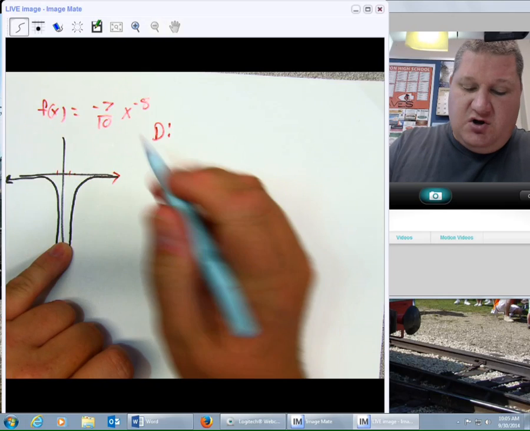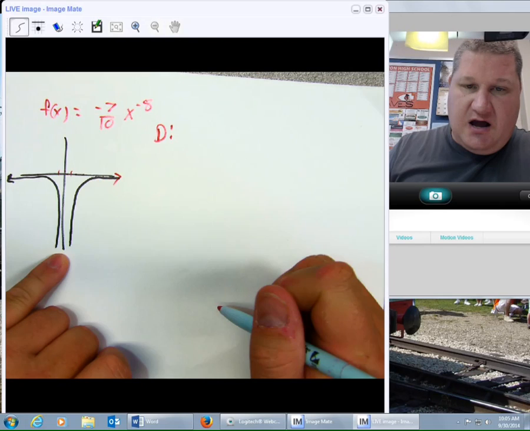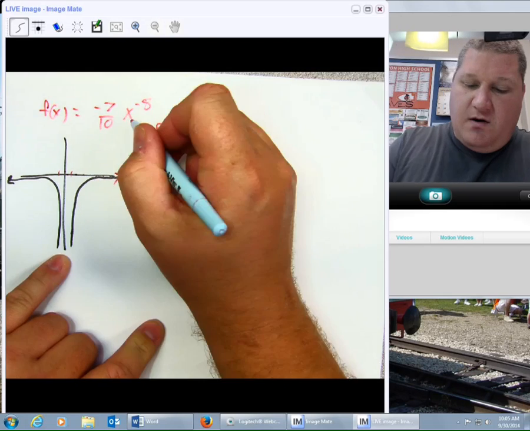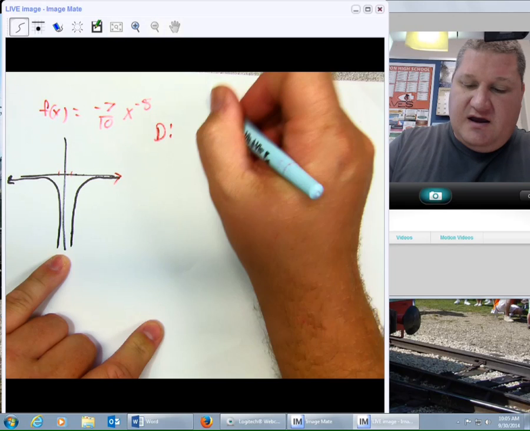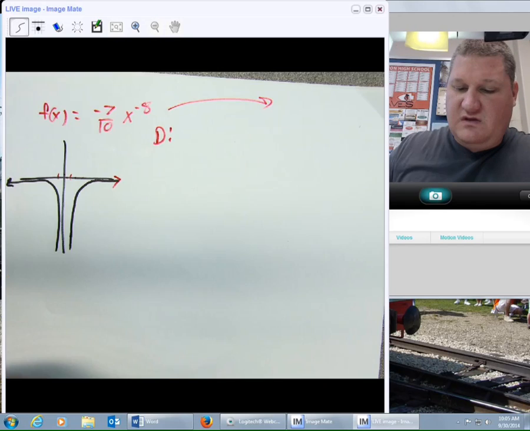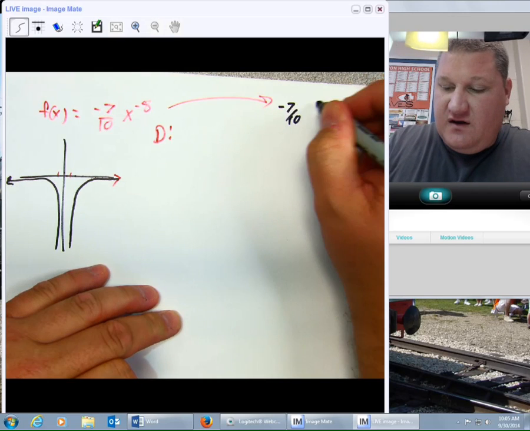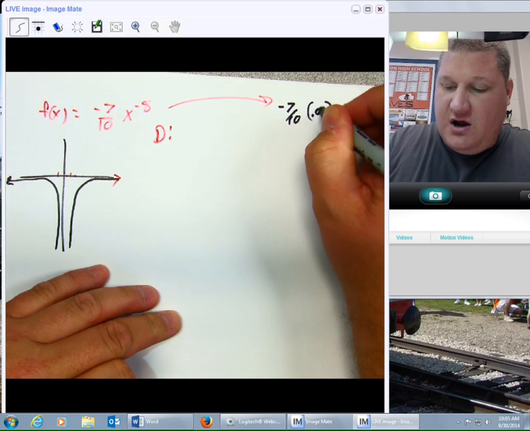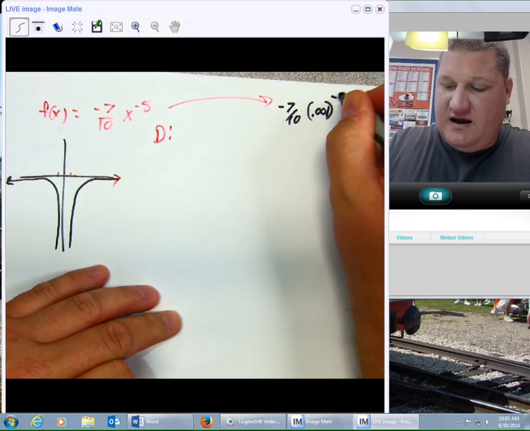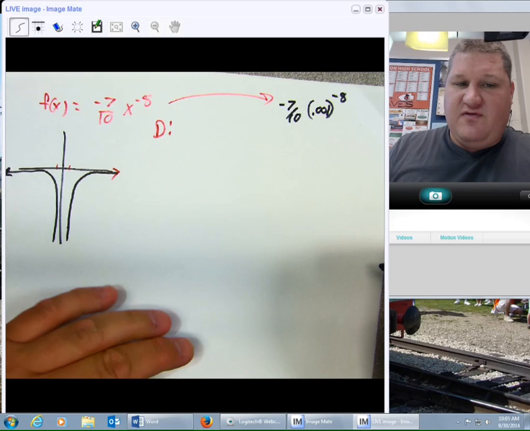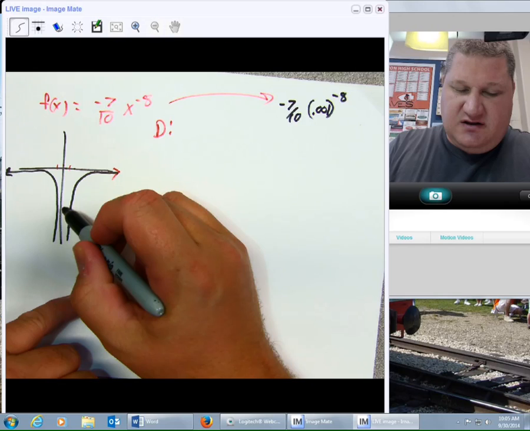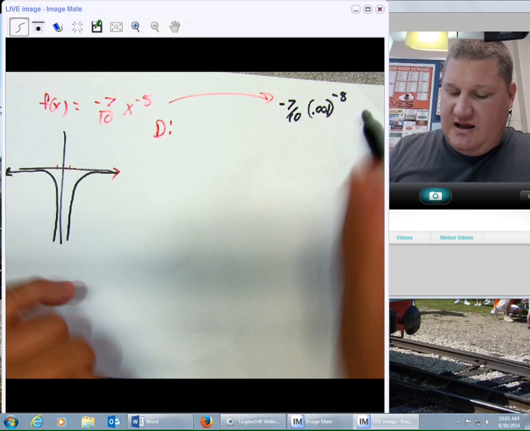It looks as if it may stop at 1 or -1, but I can go up here to my formula, and I can say, if I attempt to plug in -7/10 times 0.001 to the -8th, that looks like it could potentially be in this hole. But if I try plugging it in, I get an answer.